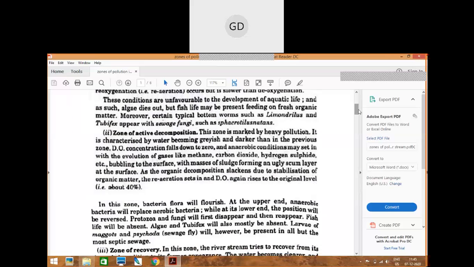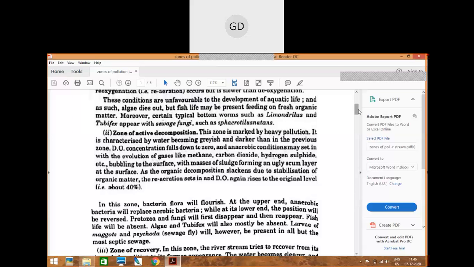Okay, so here your DO concentration falls down to zero. And then what happens when it falls down to zero? Anaerobic conditions may develop with the evolution of gases like what? Methane, carbon dioxide, hydrogen sulfide gas, etc. There are many gases evolving and bubbling to the surface with masses of sludge deposits, forming an ugly scum layer at the surface.